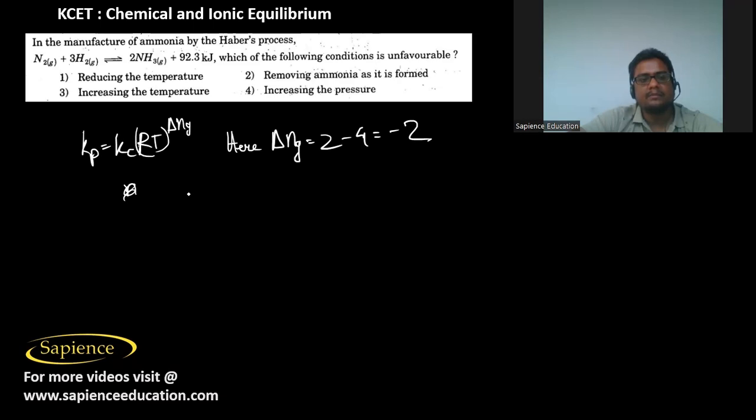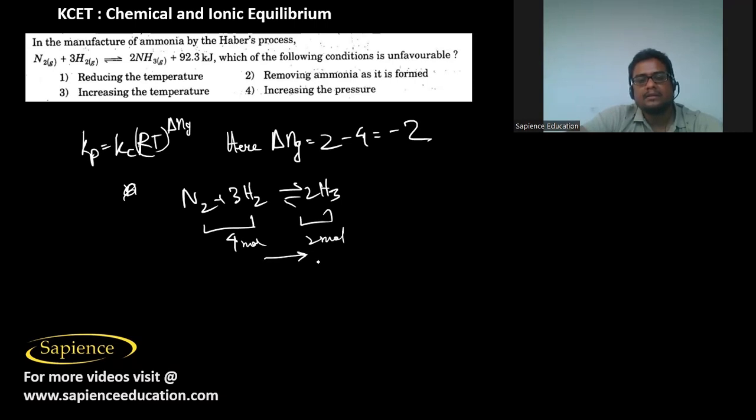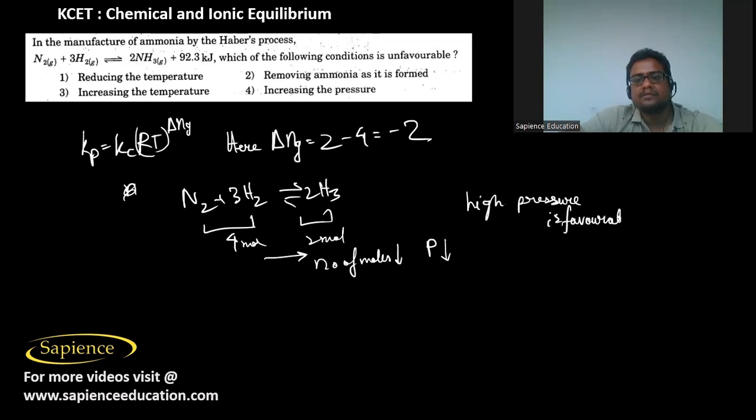So here N2 plus 3H2 gives 2NH3. So here the number of moles of the reactants is 4 and the number of moles of products is 2. So here the number of moles decreases. So it means the pressure also decreases in the forward direction. So it means high pressure is required. So high pressure is favorable. So increasing the pressure is favorable.